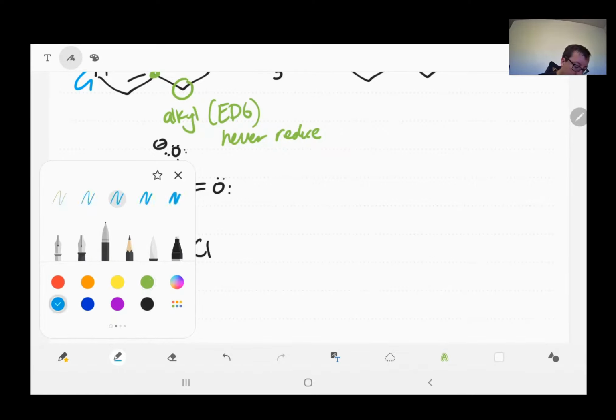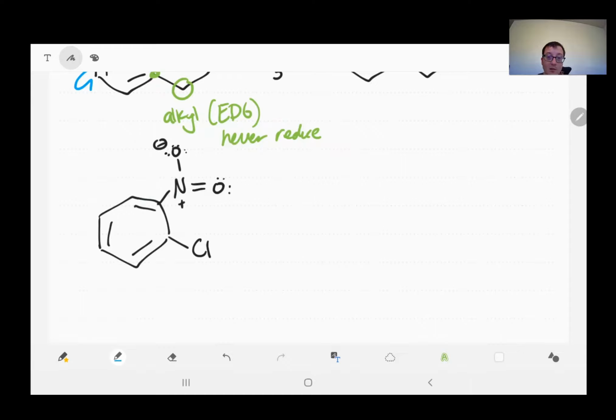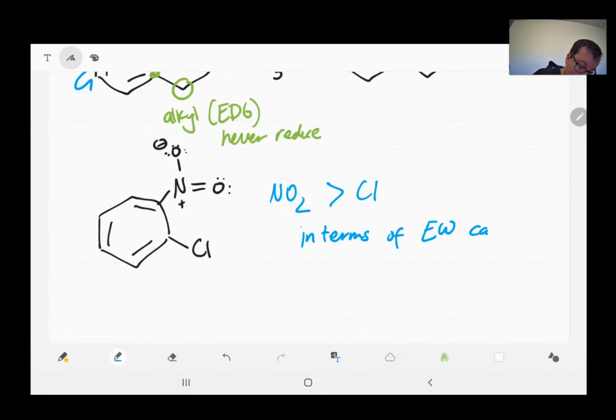Same thing with electron donating groups. Your stronger donating group will control the reaction. But let's take a look here. Nitro is a better electron withdrawing group. So therefore, we're going to say we have to reduce the blue carbon.